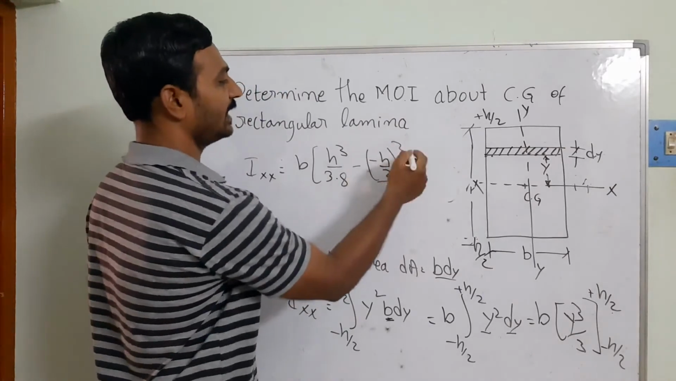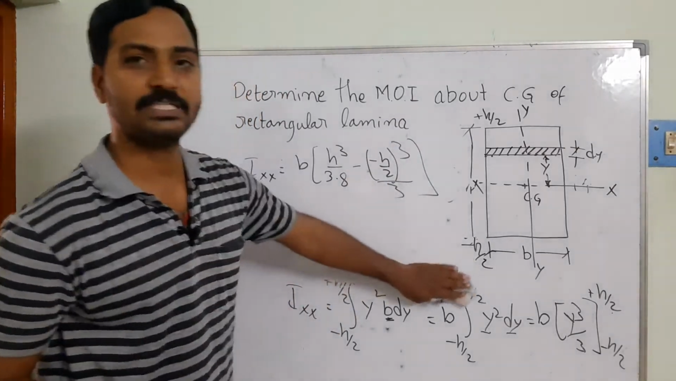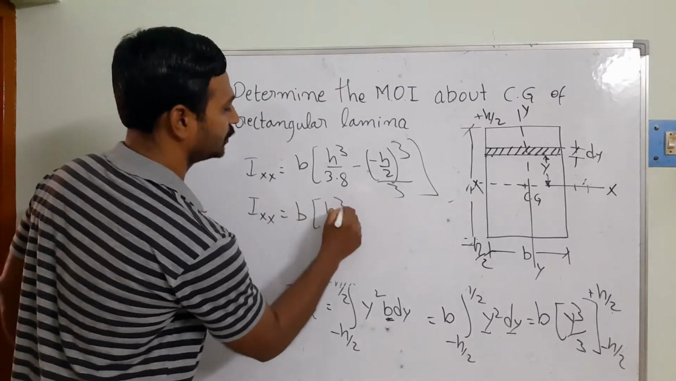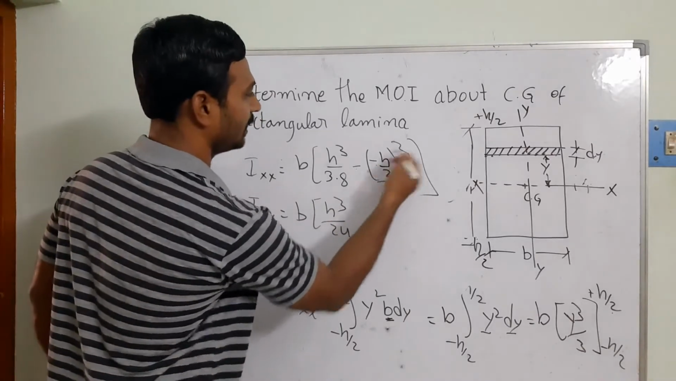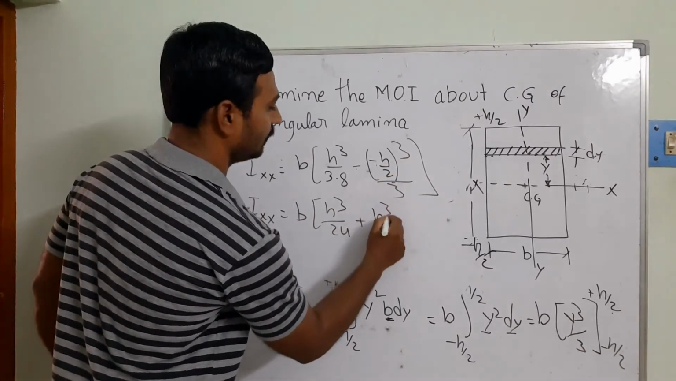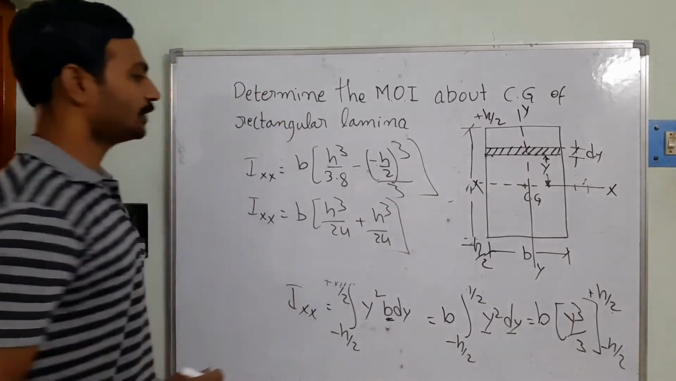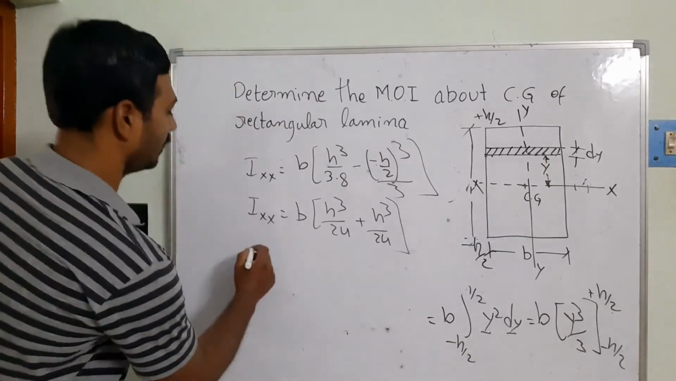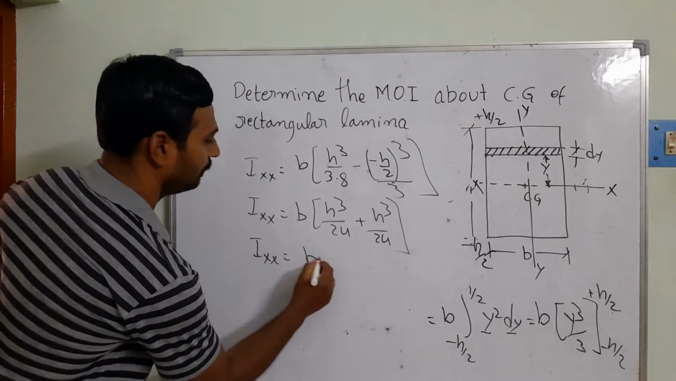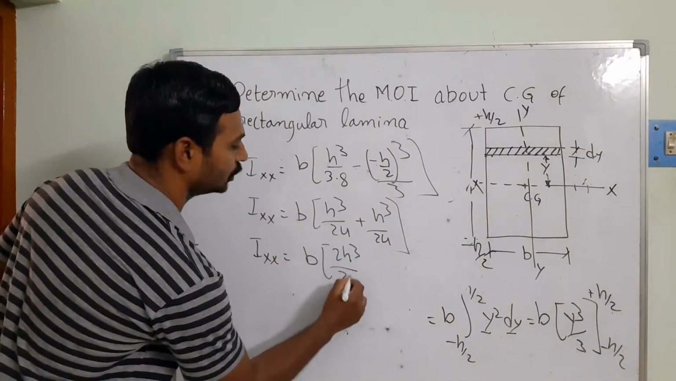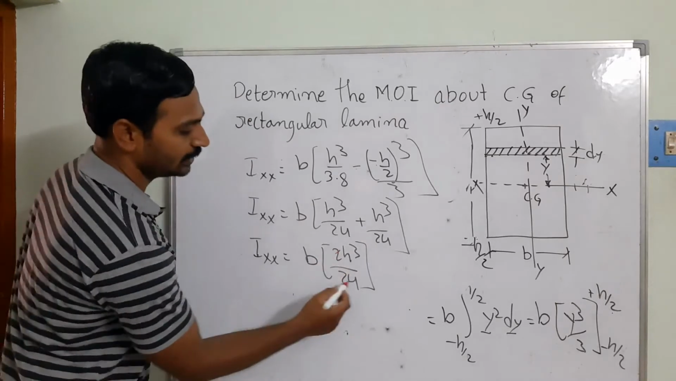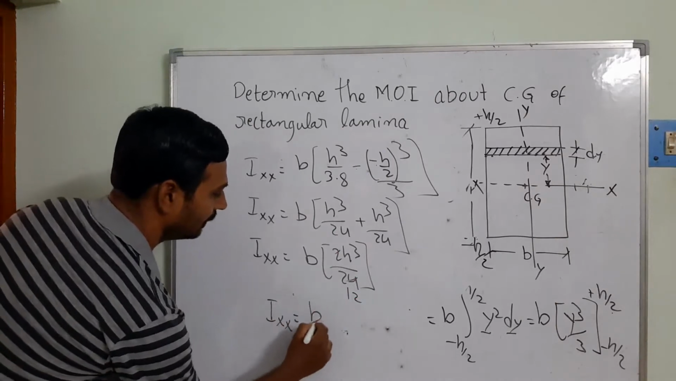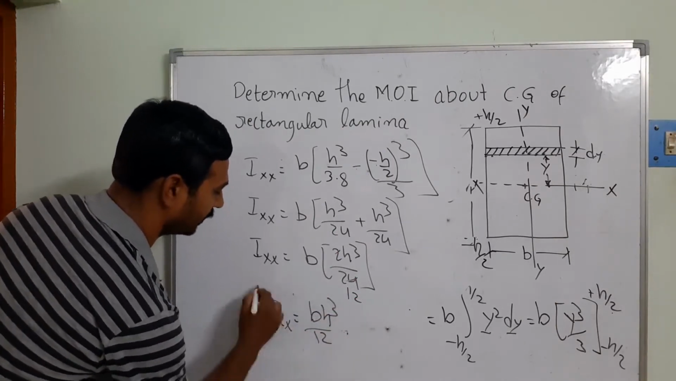Once I simplify this equation, Ixx is equal to b into h cube by 24 minus minus, which will become plus h cube by 24. Then in this case the LCM is going to be the constant. So Ixx is equal to b into 2h cube by 24. Then the 2 is going to be dividing the 12 times, so Ixx is equal to bh cube by 12, I got it.